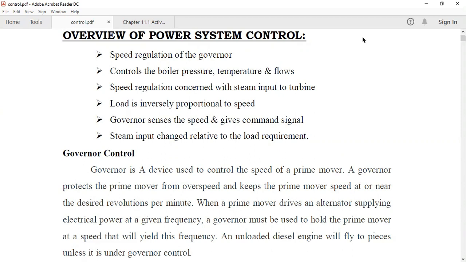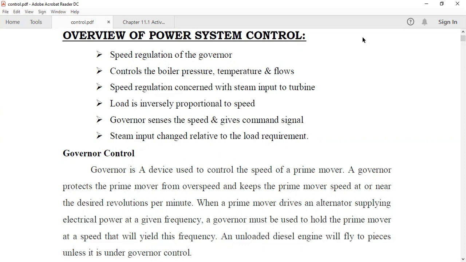So speed will be regulated with the help of different mechanisms and parameters, because it will directly impact the frequency as well as the voltage of the alternator, which is the most important part of the power system. Then, as we all know, load is inversely proportional to the speed. Therefore it is required to regulate the load, or not to regulate the load but to regulate the generation. So if that is not possible, then it is required to regulate the load as well.